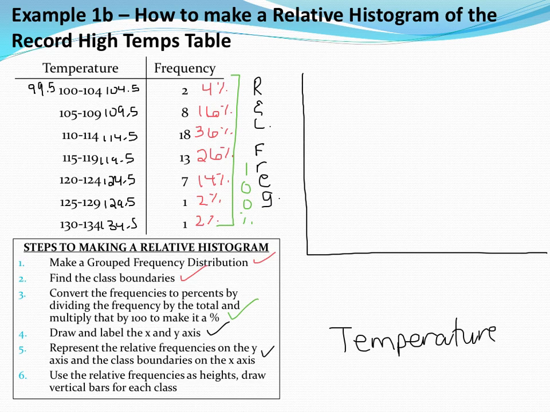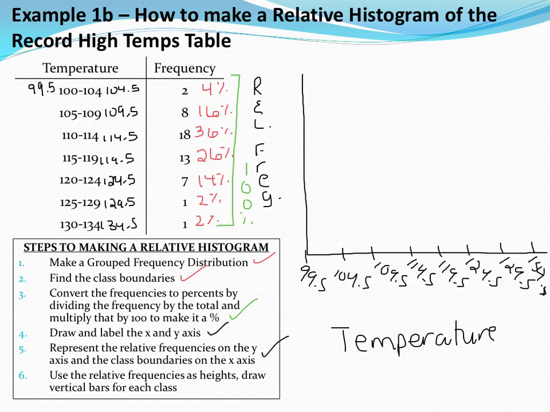So I've represented that. Now I just need to use my relative frequencies as the heights and draw vertical bars. So I need to go through and do my class boundaries again. So I'm going to have 8 tick marks down here. Try to have them the same space all throughout the whole thing. I'm going to put my class boundaries down here. That last one is supposed to be 134.5.